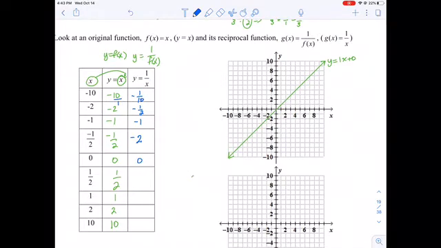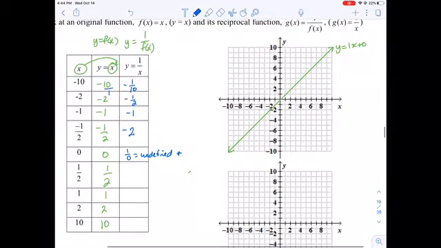Okay, the reciprocal of 0 is, of course, what's the reciprocal of 0? 1 over 0, which is undefined. And if you put 1 divided by 0 in your calculator, you'll get error, which actually means it is undefined. The reciprocal of 1/2 is, of course, 2. The reciprocal of 1 is 1. The reciprocal of 2 is 1/2, and the reciprocal of 10 is 1/10.